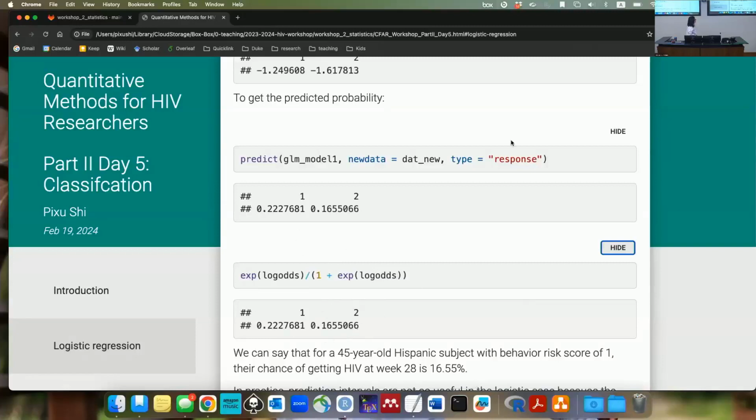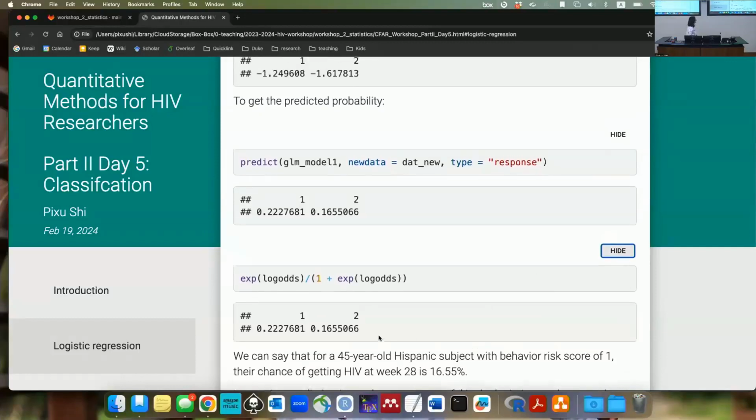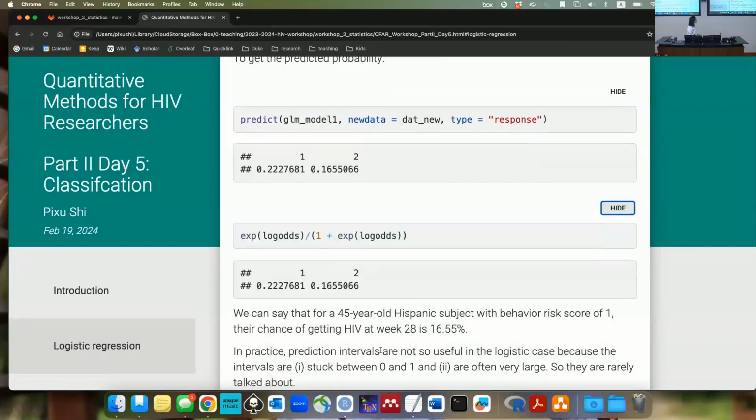This output is between 0 and 1. So this is just a point estimate for this probability. You may wonder, can we get a prediction interval for the probability, like in linear regression? The answer is that we don't do that very often. First, the interval is generally very large for logistic regression. And the second reason is that your probability is between 0 and 1, so the interval is going to be between 0 and 1. It's really not that helpful. So it's rarely talked about.